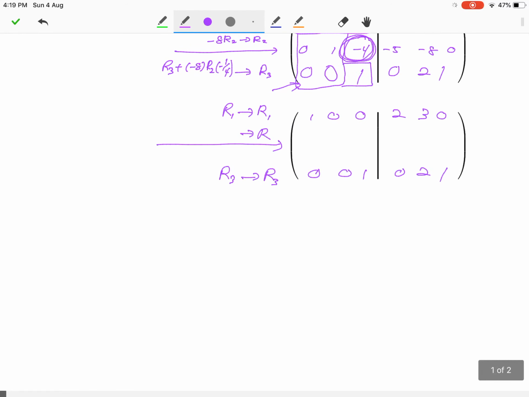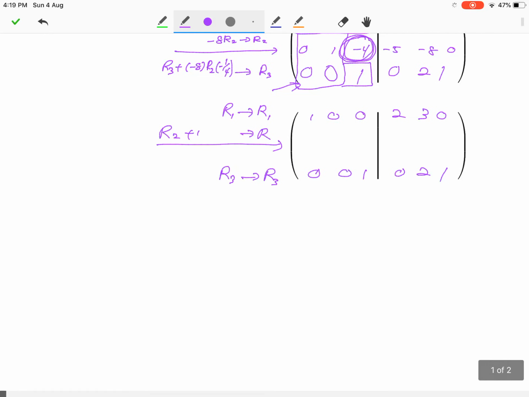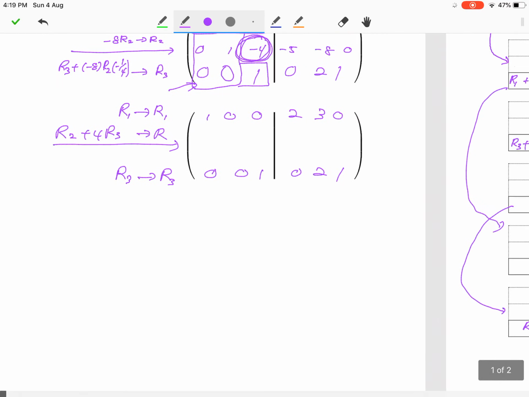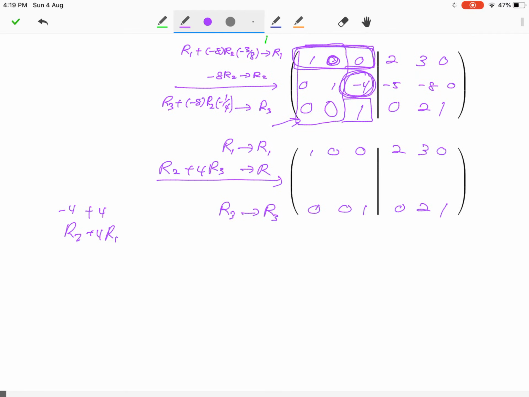So R2 is now, what is the operation? R2 plus 4R3. You can't do R2 plus 4R1, because if you want to use R2 plus 4R1, the negative 4 is the one you want to change, so if you look at the element above the negative 4 in R1, which is 0, the negative 4 won't vanish. So that's why this one doesn't work.